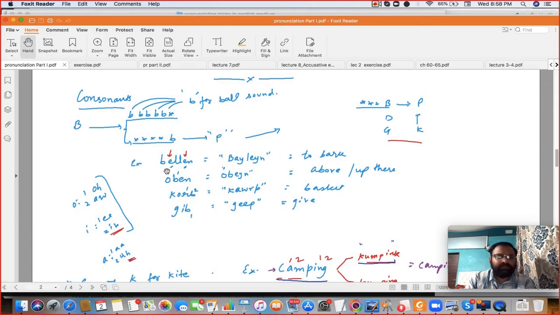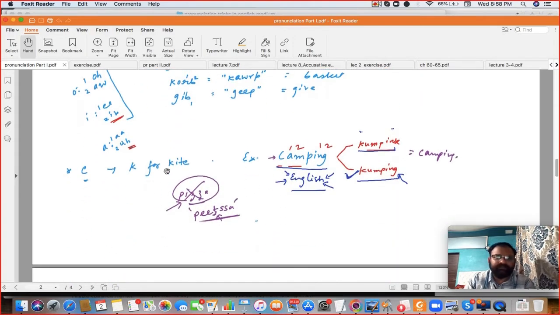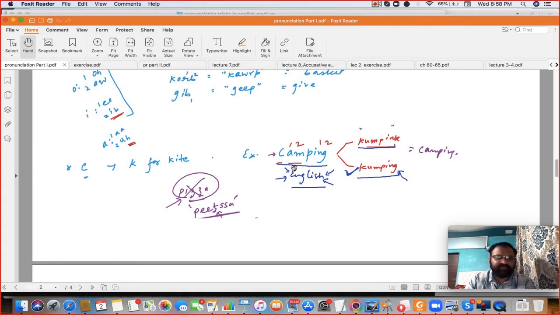So speak the example. Belen. Oben. Next. Corp. Geep. Very good. Belen, Oben, Corp and Geep. Okay. Clear? Belen, Oben, Corp and Geep. Next is C. C is having the K sound. So speak the example.